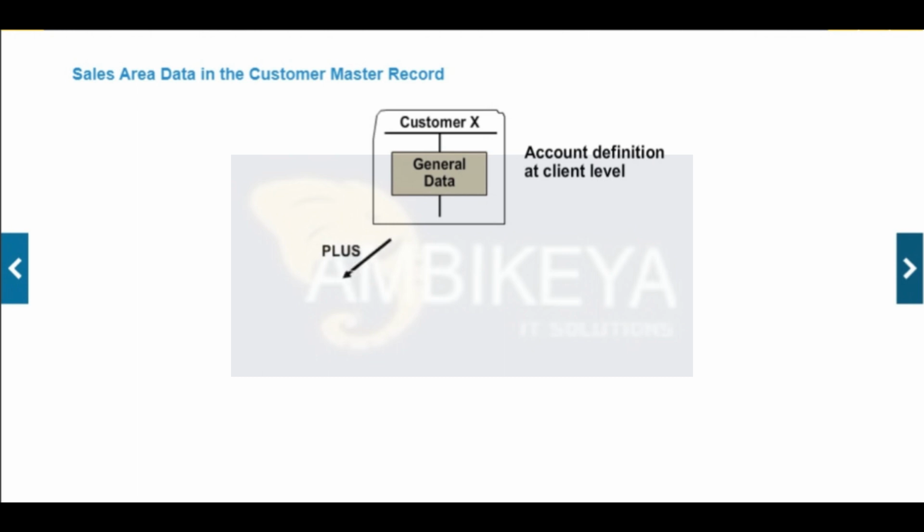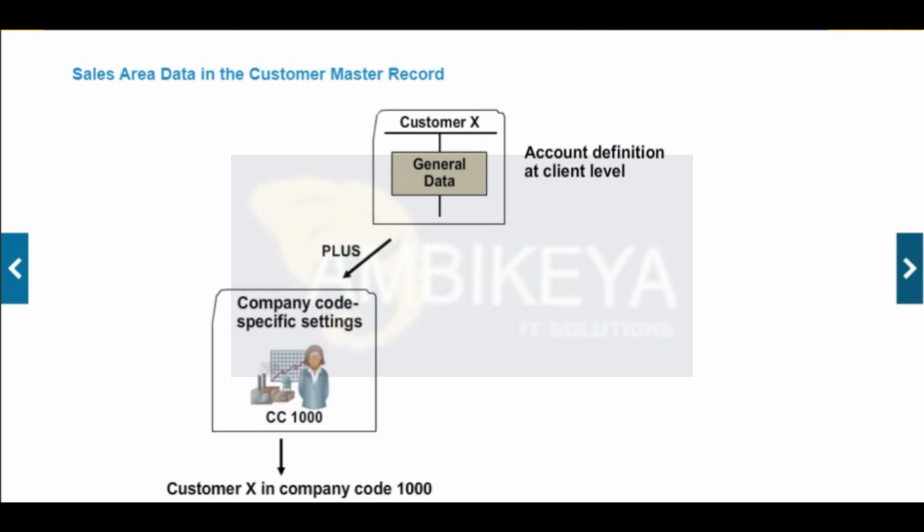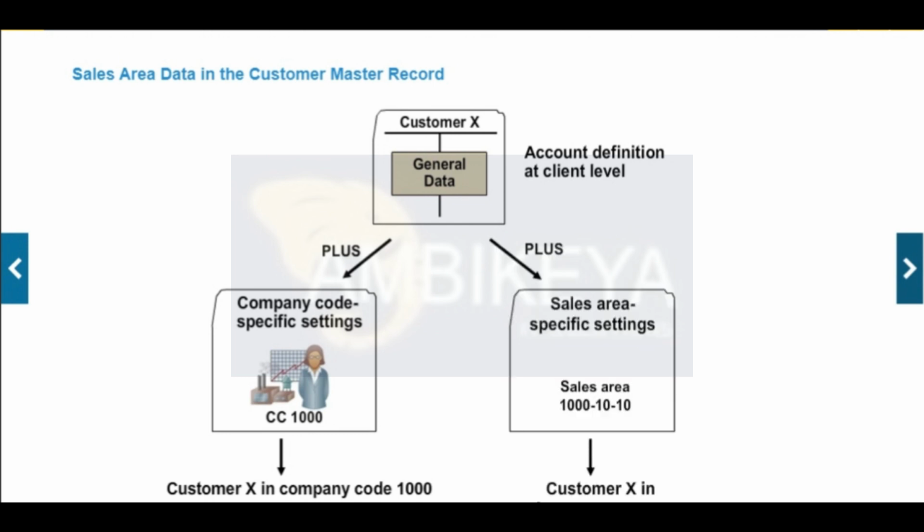A sales area is the combination of sales organization, distribution channel, and division. A sales area must define sales area specific settings for a customer before it can start doing business with that customer. These settings could be special conditions and terms of payments that the customer has arranged with the specific sales area.